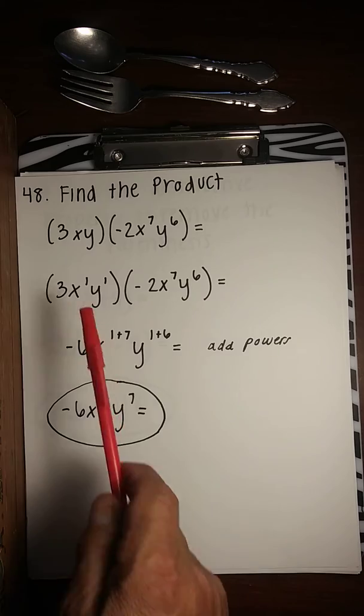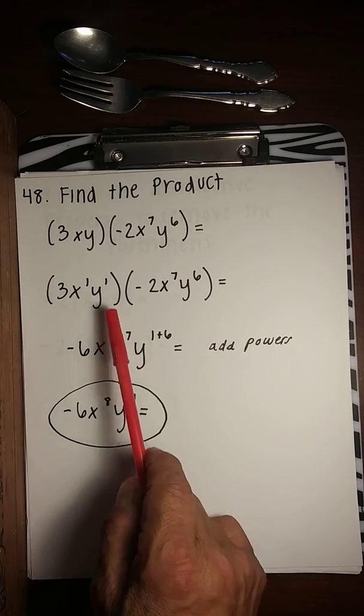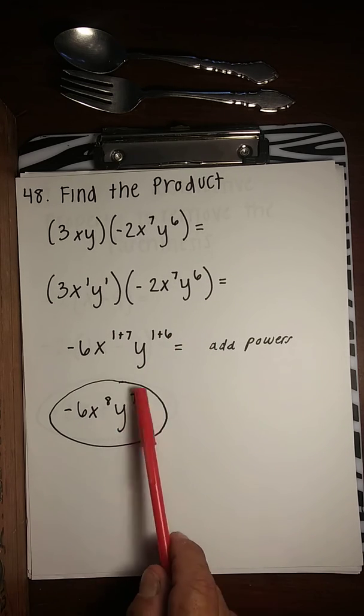So now multiply these numbers. Put 1 powers there. So 3 times that is minus 6. Add the powers, 1 and 7, and the powers, 1 and 6. And that's going to be negative 6 x to the 8, y to the 7.